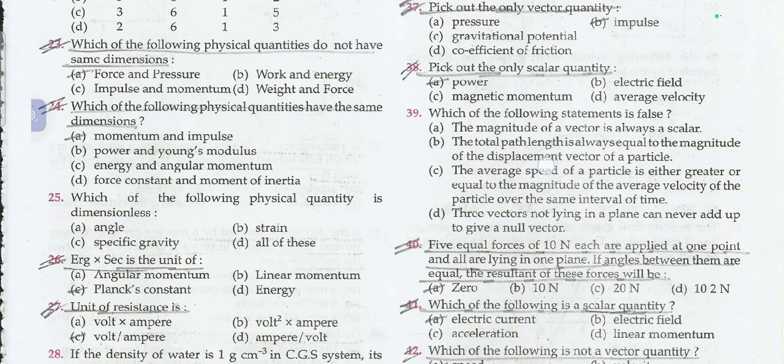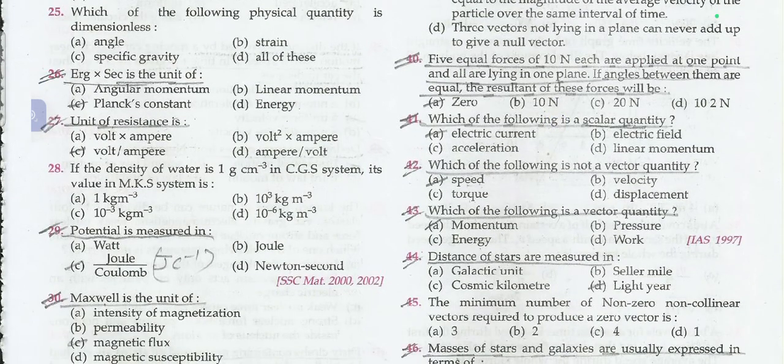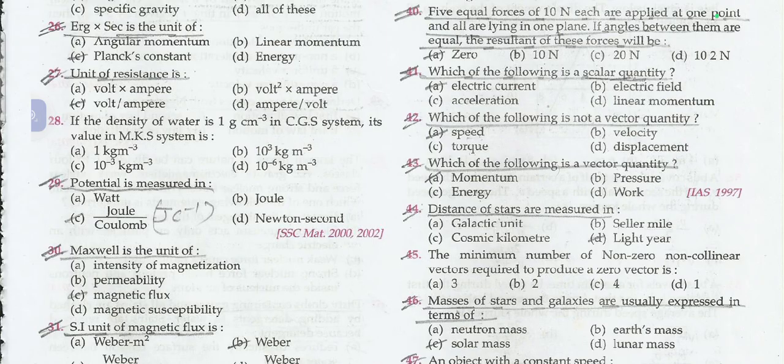Five equal forces of 10 Newton each are applied at one point and all are lying in one plane. If angles between them are equal, the resultant of these forces will be 0. Which of the following is a scalar quantity? Electric current. Which of the following is not a vector quantity? Speed. Which of the following is a vector quantity? Momentum. Distance of stars are measured in light year. The minimum number of non-zero non-collinear vectors required to produce a zero vector is 3.